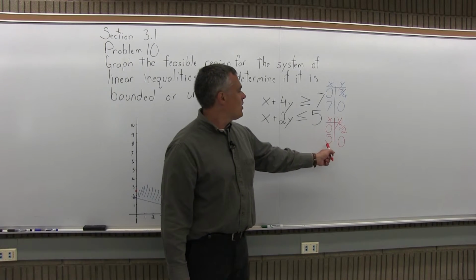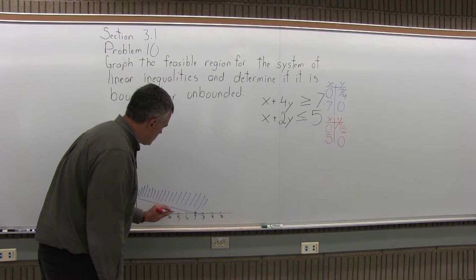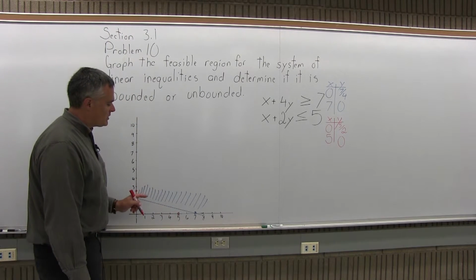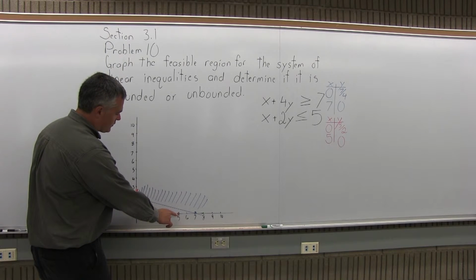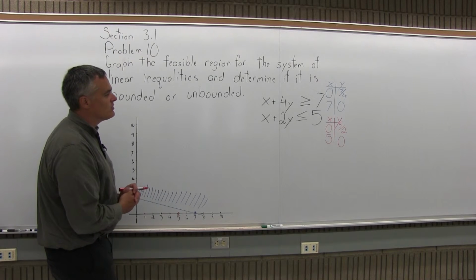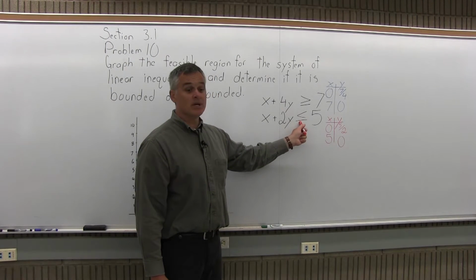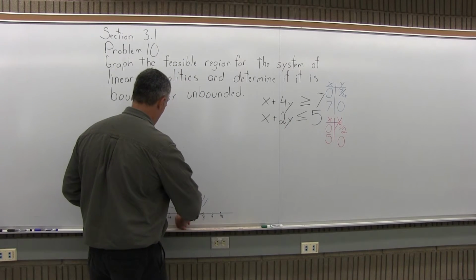And the other one is over 5 up 0. So here's over 5 up 0. So now I have my 2 points. That's step 2 of the 4-step process. Plot your 2 points from step 1 on the graph. Step 3, connect the 2 points that you just plotted with a straight line. I'm going to use a solid line because I have the or equal to in the linear inequality.